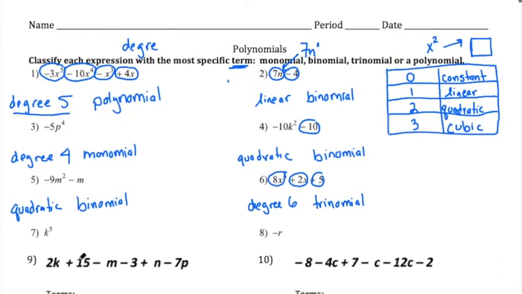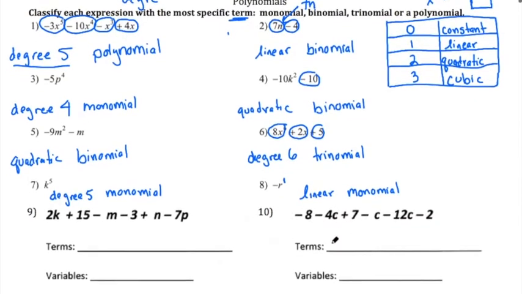Number 7 has but one term, so it is a monomial. The exponent is 5. That's off our chart, so a degree 5 monomial. Great. Number 8, one term. Okay, that's a monomial again. What is the exponent of r? There's no exponent written. Remember, no exponent written. It's an invisible 1 up there. So this is a linear monomial.